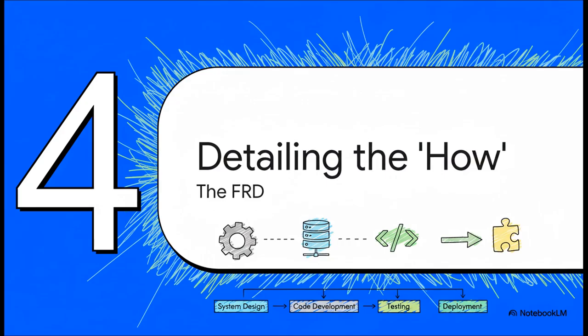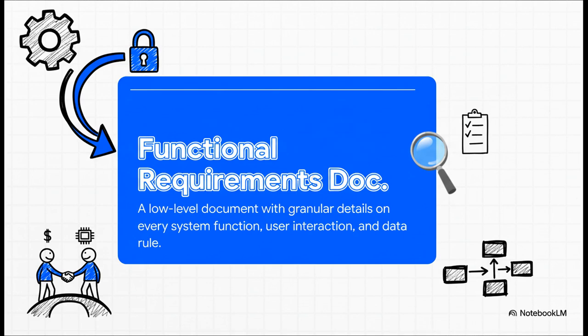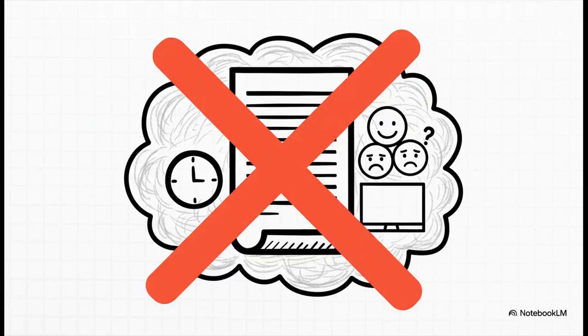Okay, we've covered the why and the what. Now it is time to get really granular with the how. This brings us to the Functional Requirements Document. This is the nitty-gritty. This is the wiring diagram for the electrician, the plumbing layout for the plumber, every last detail. The FRD leaves absolutely nothing to chance. It gives developers and testers the exact step-by-step instructions they need to build and verify every single function. There's no ambiguity, no guesswork. It's all laid out.